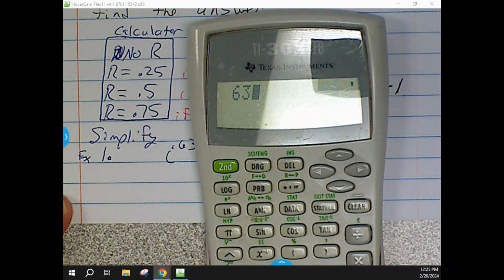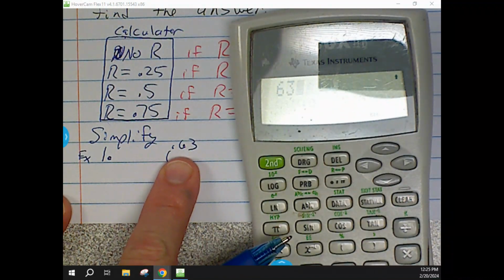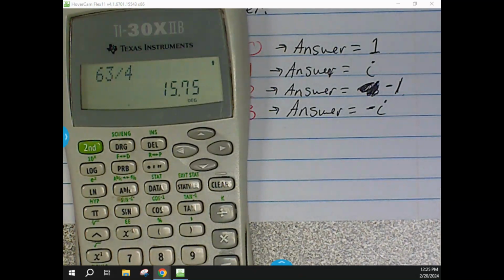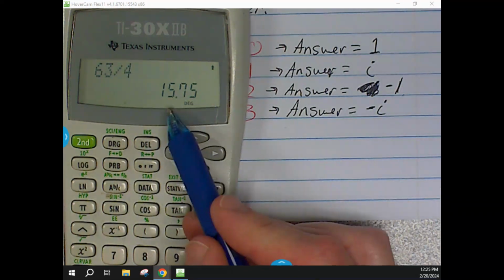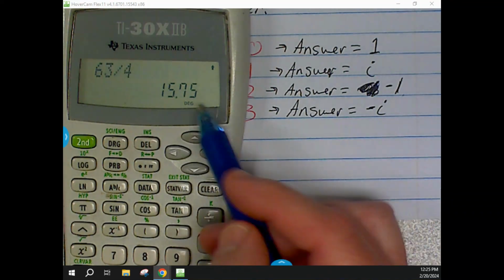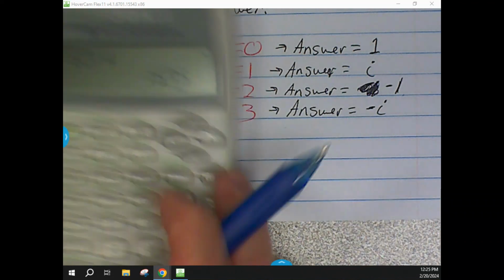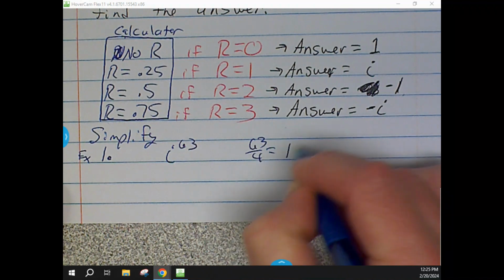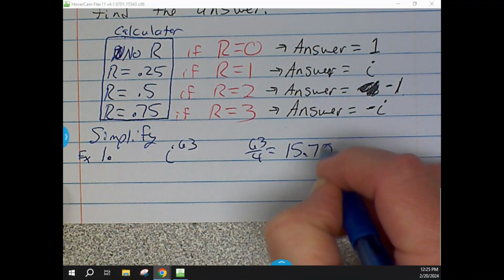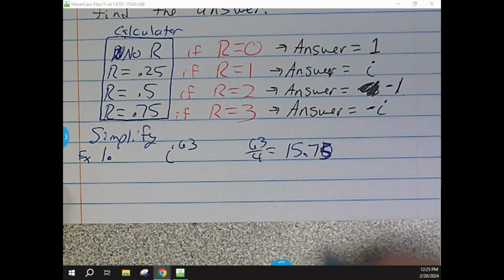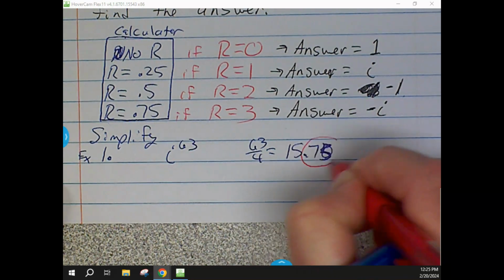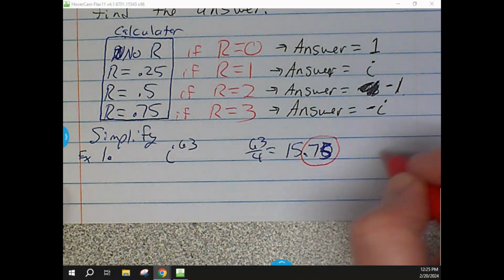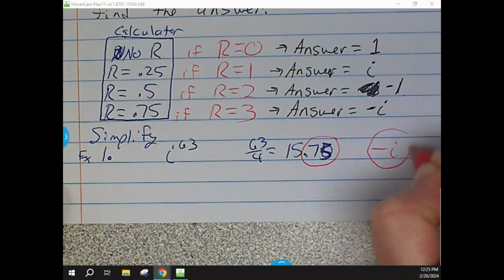Okay, so all we're going to do is take our power of 63 and divide it by 4. And all we're looking at is the remainder. It's 15.75. The main thing is your remainder that's here. The remainder is 0.75, which is what we're talking about here. That means the answer is going to be -i.